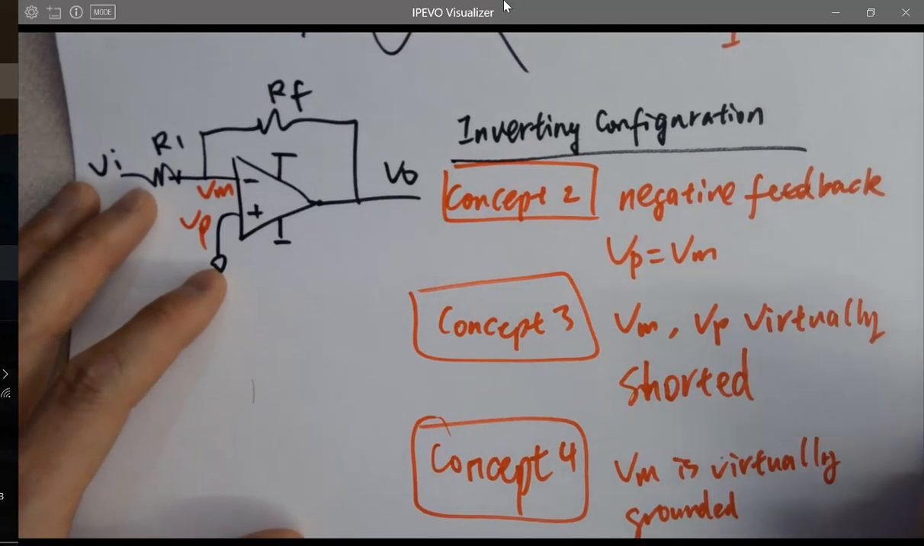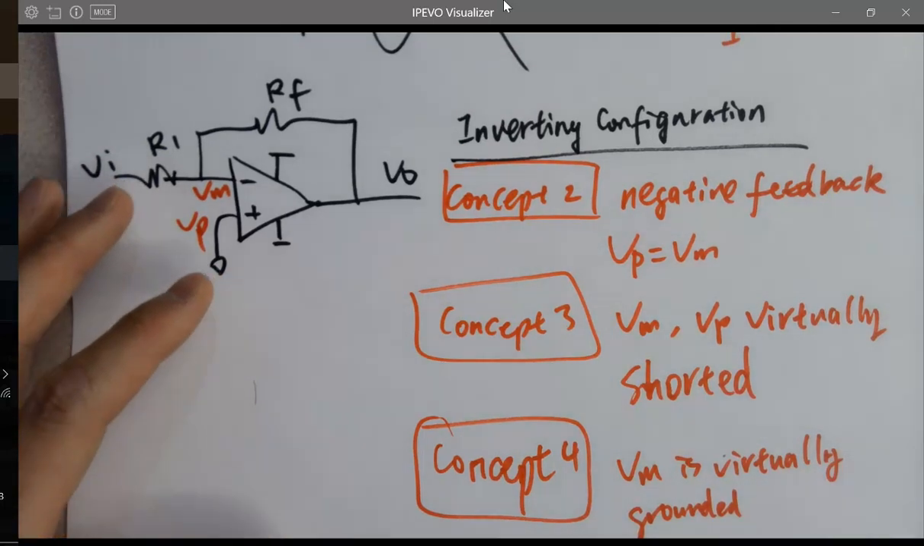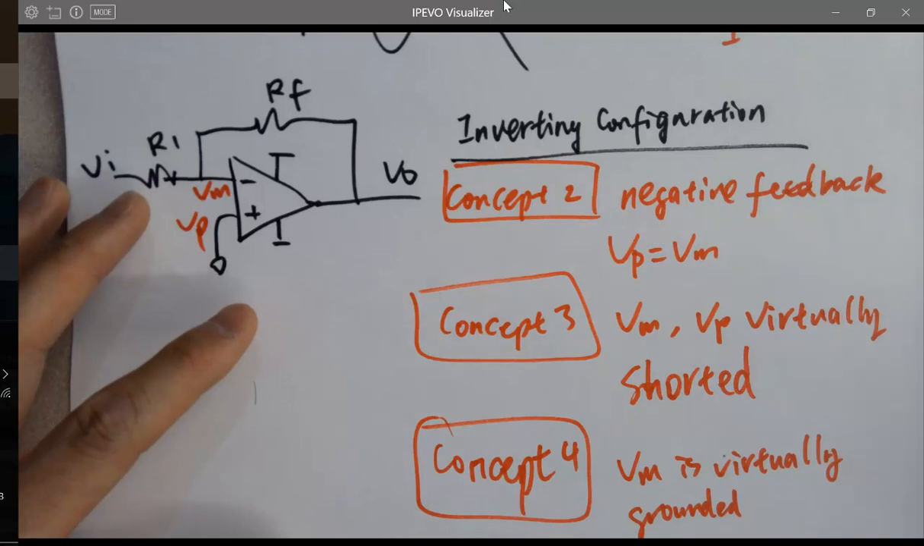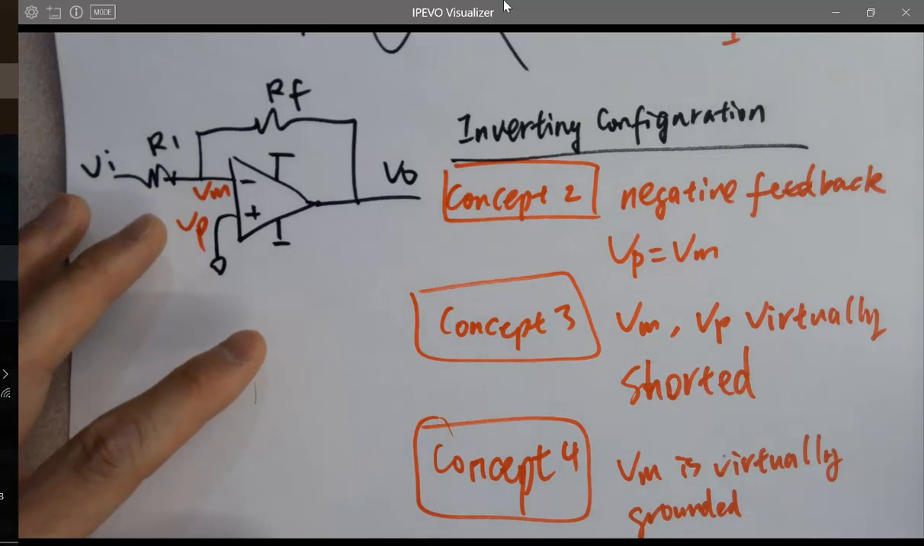Can I go through this real quick and see if that makes sense? Because there's negative feedback, and because the open loop gain is infinite, VP equals VM. So VP and VM are virtually shorted. And because VP is grounded, that's why VM is virtually grounded.